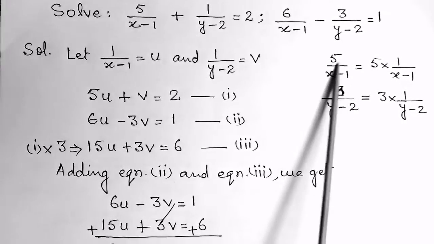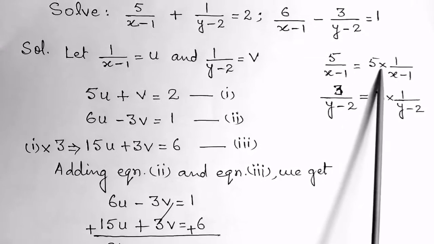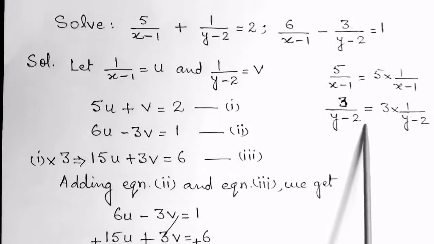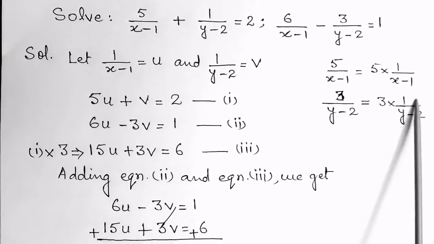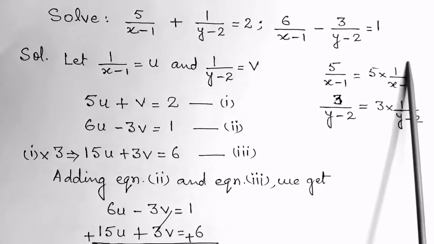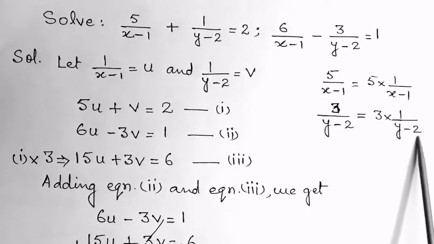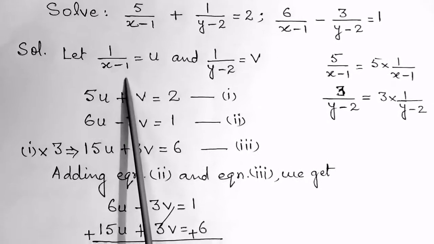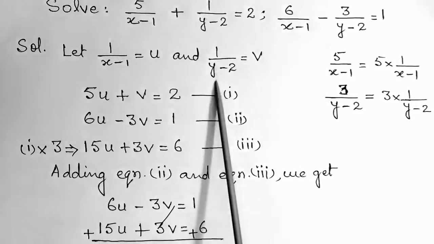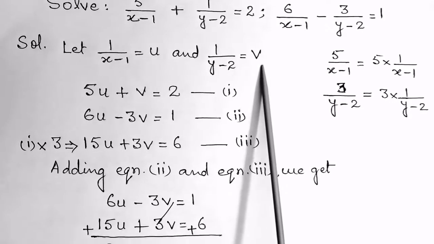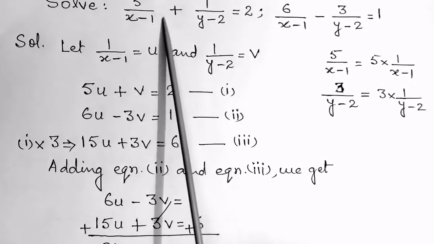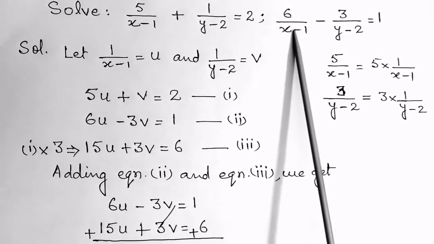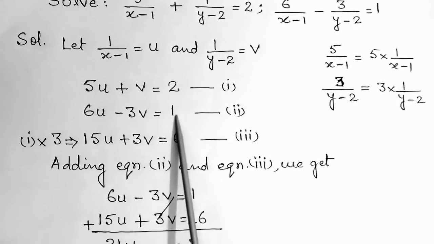Now see, 5 upon x minus 1 can be written as 5 multiplied by 1 over x minus 1, and similarly 3 upon y minus 2 can be written as 3 multiplied by 1 upon y minus 2. That means 1 over x minus 1 and 1 upon y minus 2, we can take them to be u and v. So let 1 over x minus 1 be equal to u and 1 upon y minus 2 be equal to v. Right? So if you put these values here, you'll get 5u plus v is equal to 2 and 6u minus 3v is equal to 1.